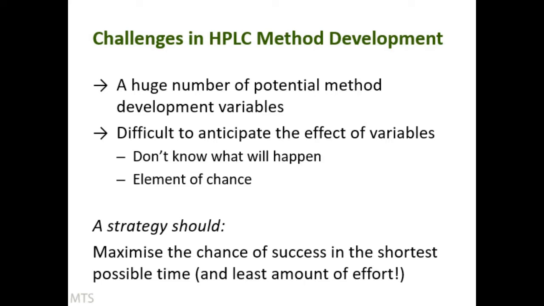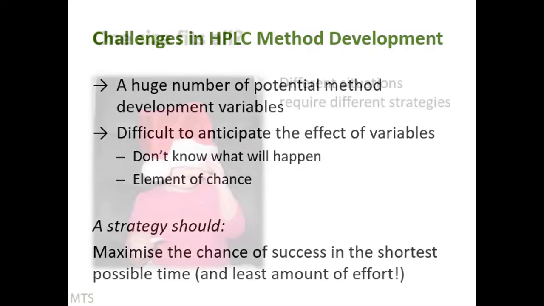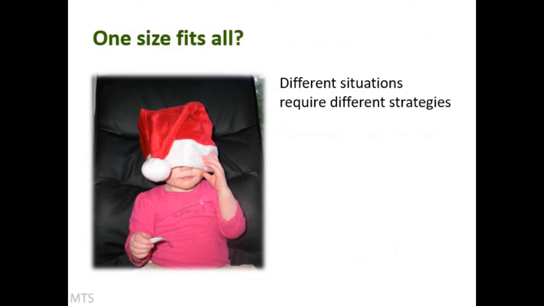So our strategy that we're looking for, the aim is to maximize the success chance in the shortest amount of time and hopefully the least amount of effort. So that's what we're trying to achieve with the strategy. This is our starting point of what we're trying to achieve. And I've got this little picture which I love because it's my daughter, although she is a teenager now and she's much taller than me.